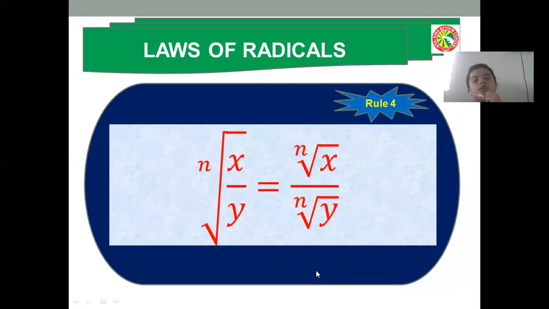Now, if it involves a quotient of radicals, you can separate just like the product. So the nth root of x over y is the nth root of x and then the nth root of y. You can separate each quantity, provided that whatever the root is, you copy the root here. So let's have an example for that rule.